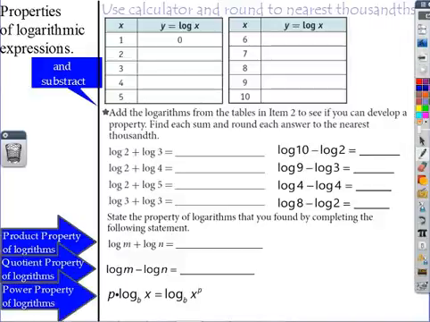Alright, so last thing is the properties of logarithmic expressions. Okay, we're going to try to see if we can discover some of the properties of logarithmic expressions.